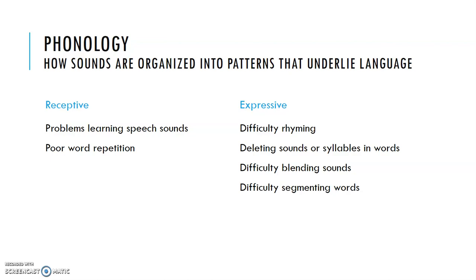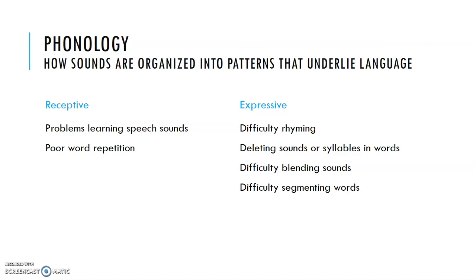These children can also have poor word repetition, so you might ask them to say banana, and they might go ba-ba-ba-ba, banana, ba-da-ba-da, ba-banana. Okay, kind of takes them a minute to get there, or they can't coordinate those sound patterns. On the expressive side, they can have difficulty rhyming.